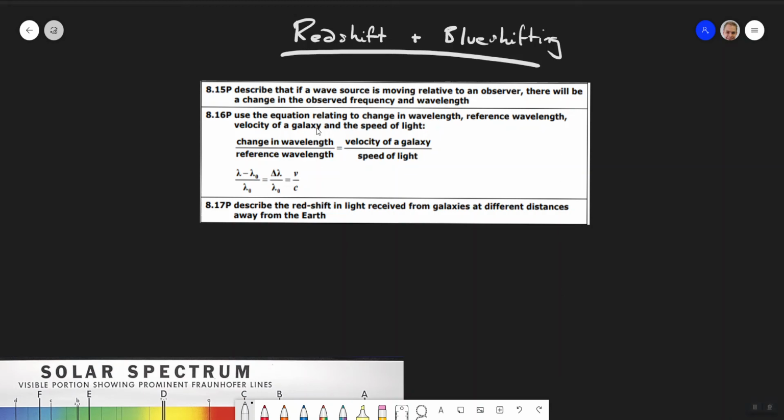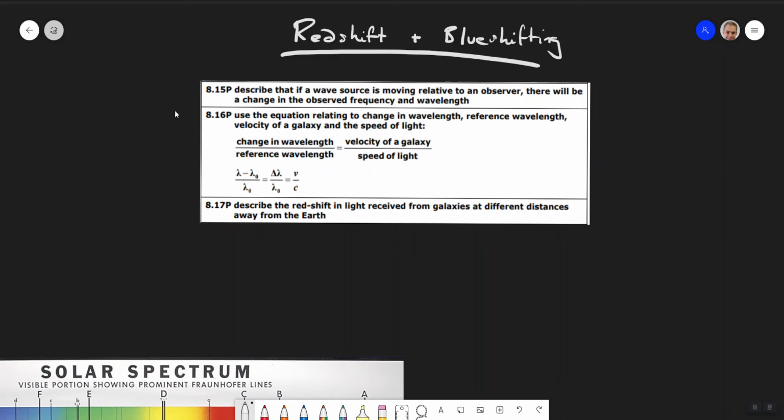Hello everyone, this is Mr. Tickner, and today's video is going to be about the terms redshift and blueshift. We're going to look at these 3 points that come up in the cosmology spec, the first bit potentially should be a bit of revision. Then there's an equation that I'm going to do a couple of examples with, and then we're going to think about one of the most fundamental things we've seen in astronomy and what it tells us about the universe.